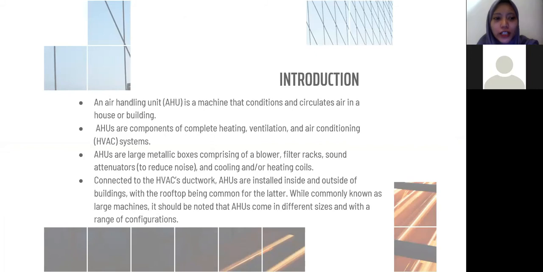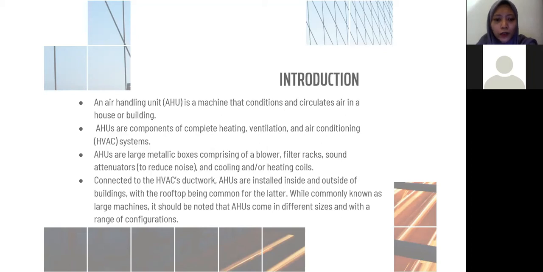For the introduction, an air handling unit is a machine that conditions and circulates air in a house or building. AHUs are components of a complete heating, ventilation, and air conditioning system. AHUs are large metallic boxes comprising a blower, filter racks, sound attenuators to reduce noise, and cooling and heating coils. It is connected to the HVAC ductwork. AHUs are installed inside and outside of buildings, with a rooftop being common for the latter.